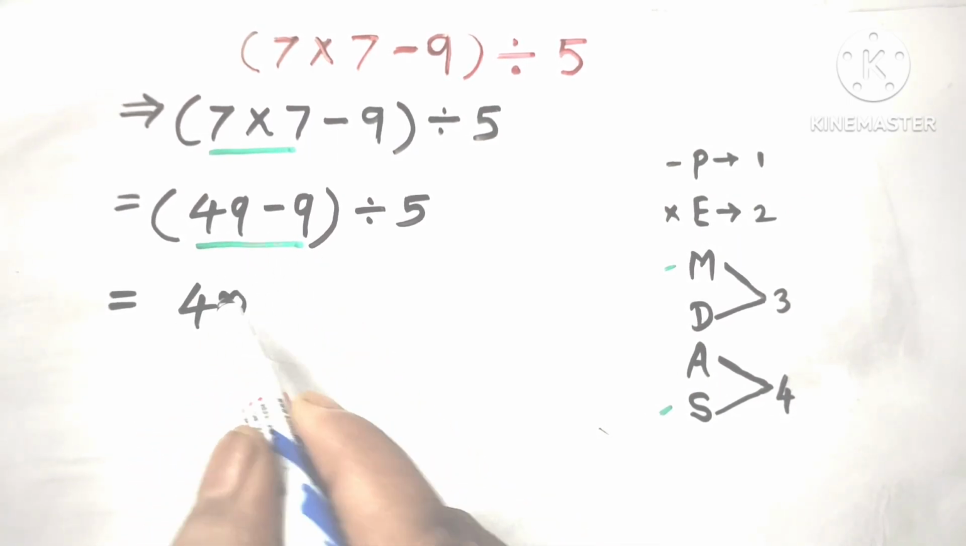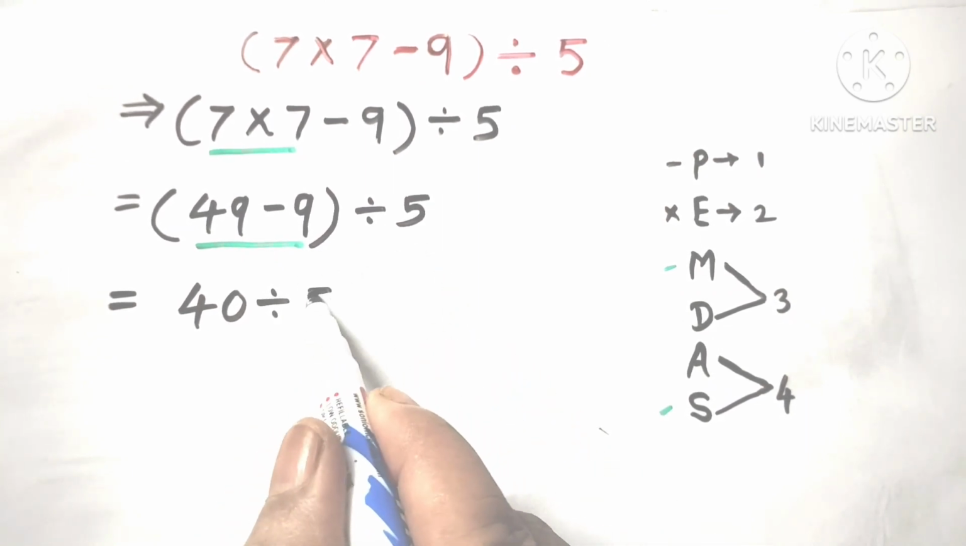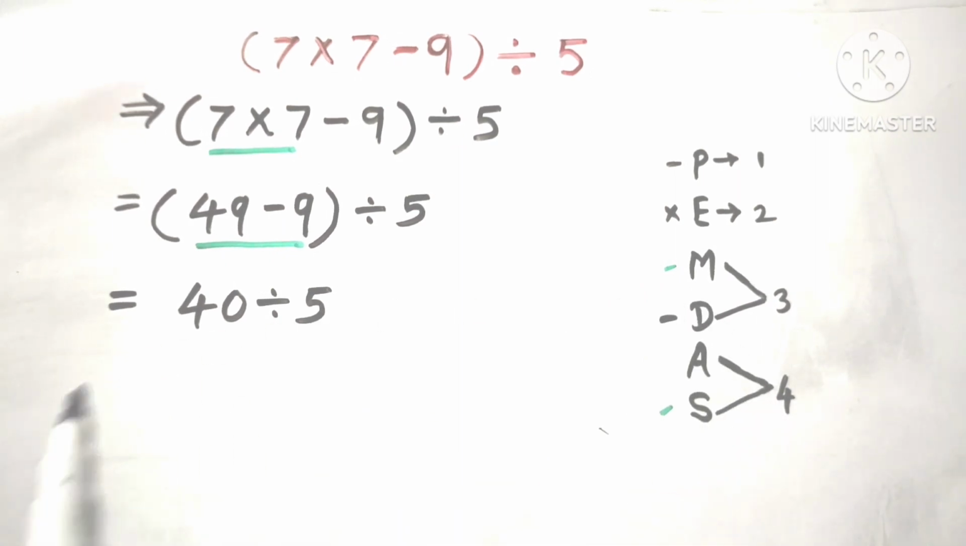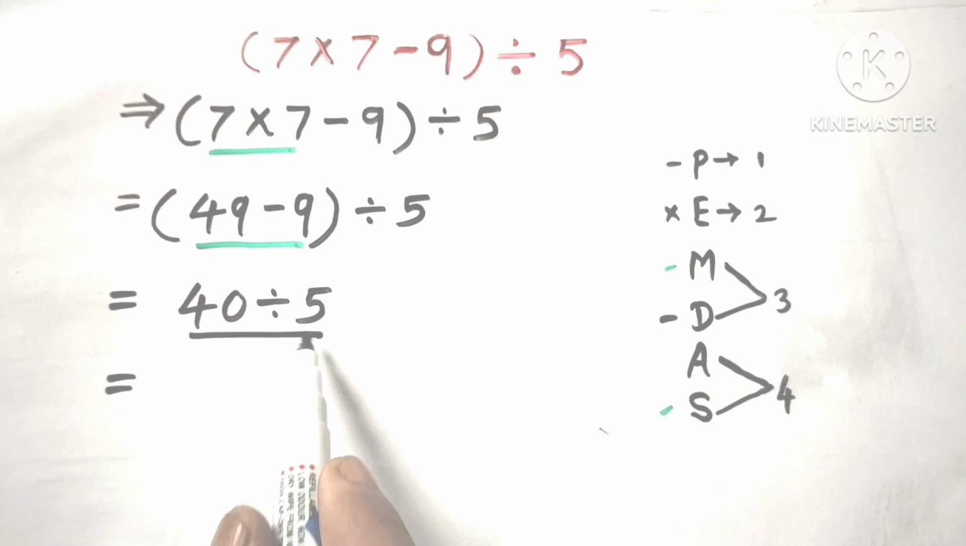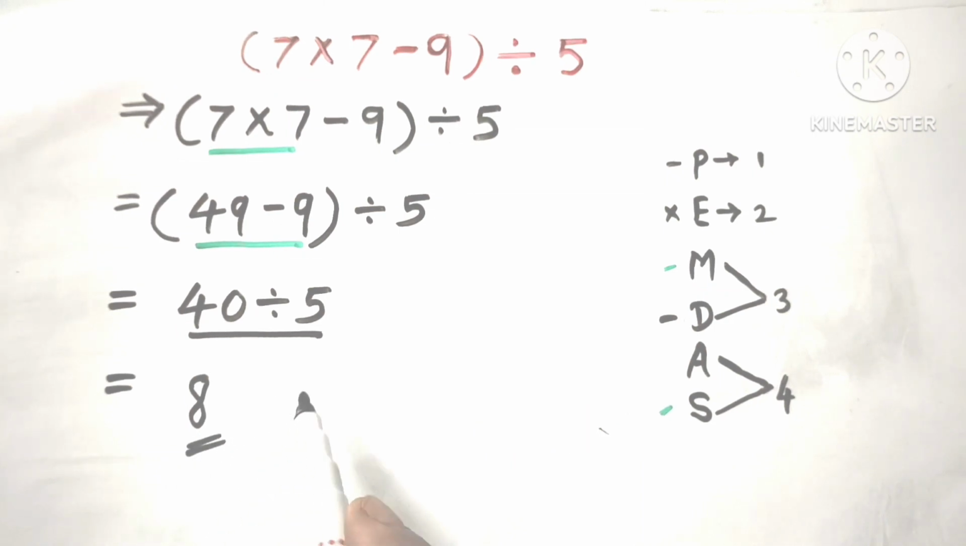40, divided by 5. Now we do the division between 40 and 5, is equal to 8. 8 is the correct answer.